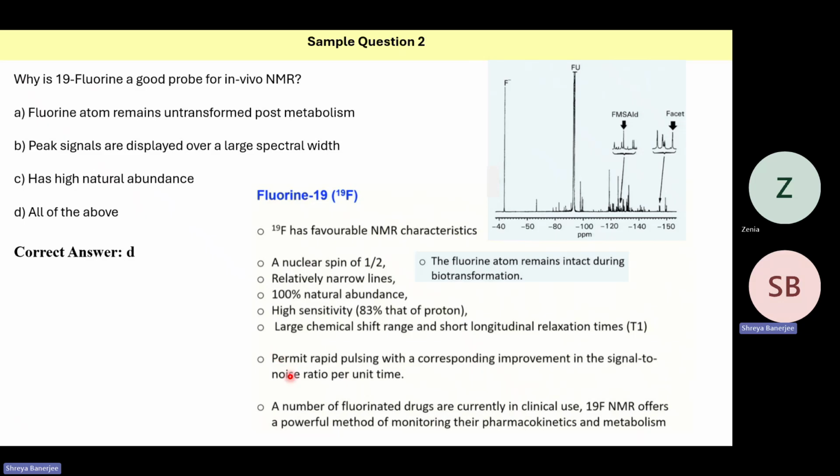Other than that, another positive point is that there are a large number of fluorinated drugs currently in use, and 19F does not naturally occur in the body, so it will not overlap with signals from anatomical origins like there was in 1H or even 31P, because there is phosphorus in DNA or RNA. Unlike that, 19F does not have overlap with any signals from the body. So these are all positive characteristics of 19F. A, B, and C are all reasons why it is a good probe. And so the correct answer is D, that is all of the above.